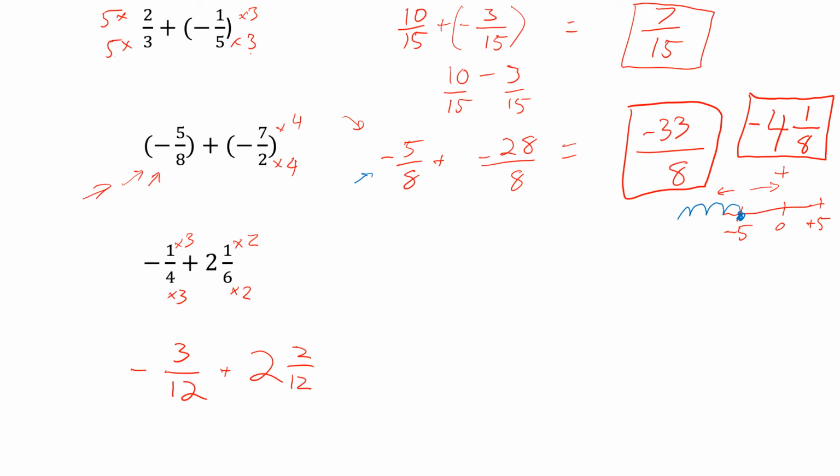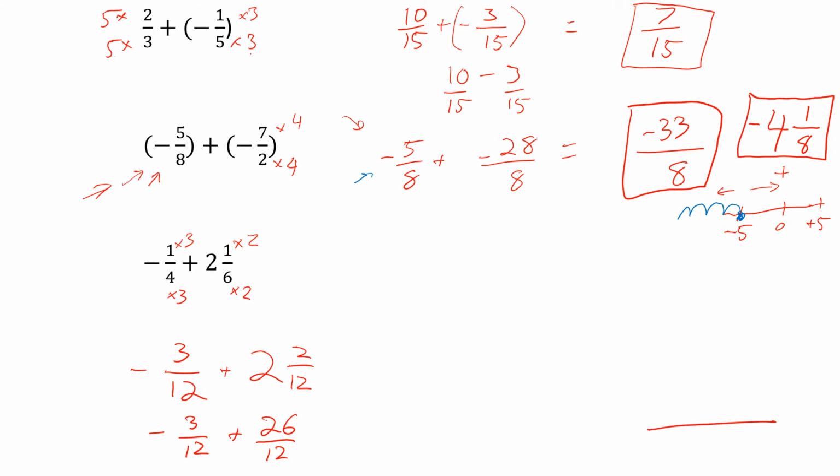Now, there's a couple different ways to deal with this mixed number that's right there. One way is to make it into an improper fraction. So I can go 2 times the 12 and then plus 2 more right there. So maybe I can do that. So 2 times 12 is 24, then add 2, 25, 26. Okay, so it could be negative 3 over 12 plus 26 over 12 like that. Okay. Now, same thing here. I got a negative number right here, and I got a positive number right there.